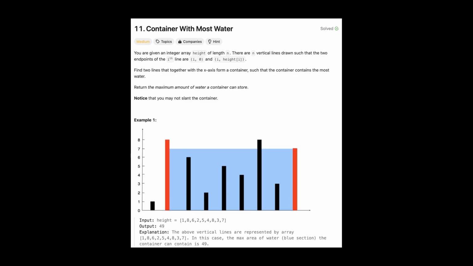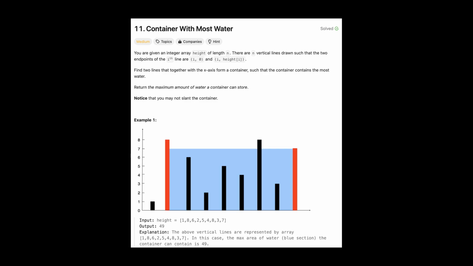Our task now is, for an array of vertical lines, to find the maximum amount of rainwater that we could contain. In order to solve this problem, we need to maximize the possible width of the container by placing a pointer on either end of the list. Then, in order to check all possible areas, we should move either pointer. Well, which pointer do we choose?